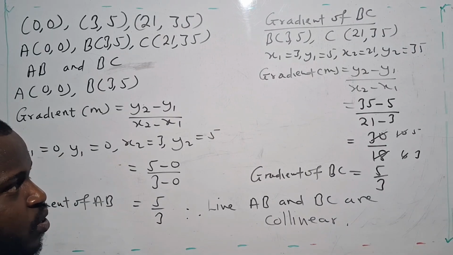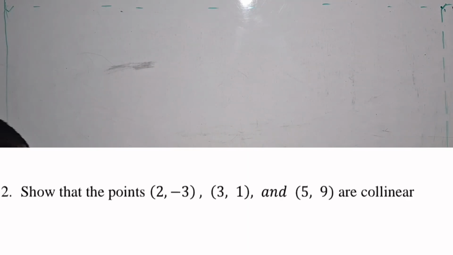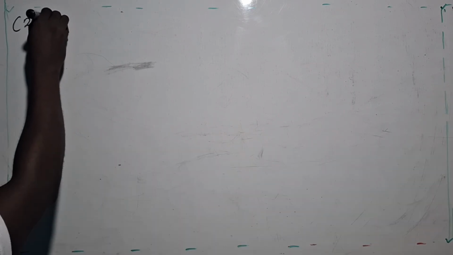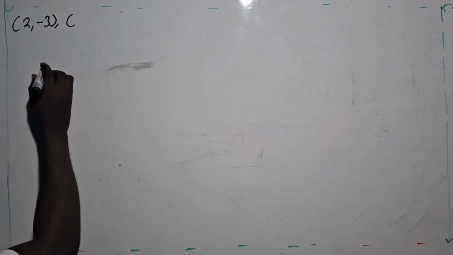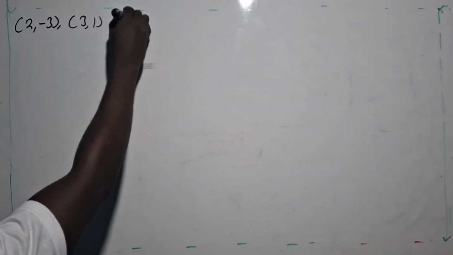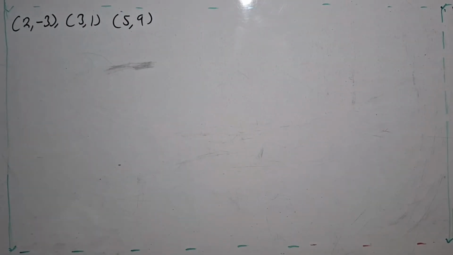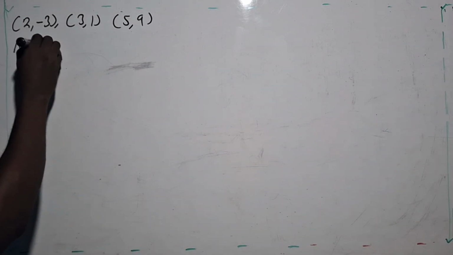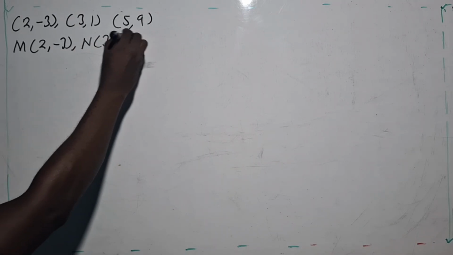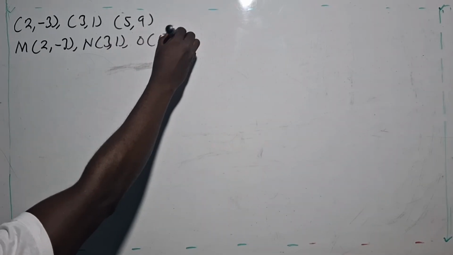Now let's take the next question. Show that (2, -3), (3, 1) and (5, 9) are collinear. Your answer will determine that. So the first point is (2, -3), then we have (3, 1), then we have (5, 9). Yes, we should show that they are collinear. So I'm going to use different letters: M (2, -3), N (3, 1), and O (5, 9).